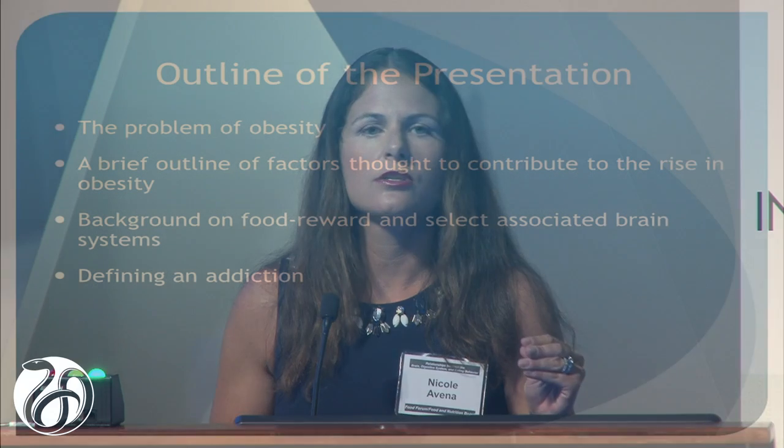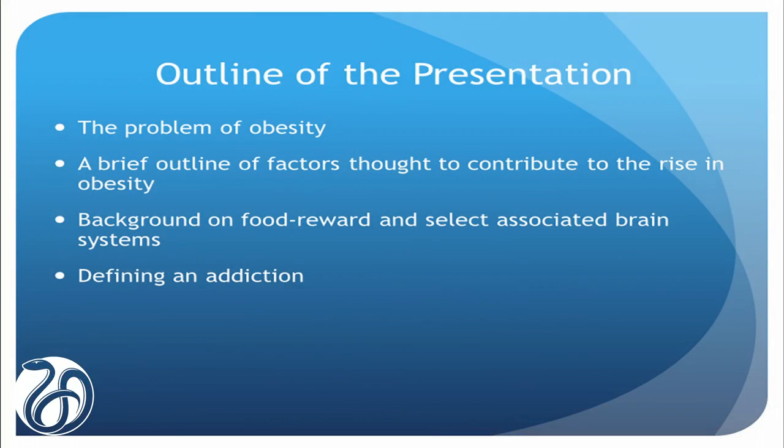What I want to talk about today is to start off by outlining this problem of obesity, which is, I think, one of the main reasons why we're all here today. I want to talk about some of the factors thought to contribute to the rise in the obesity epidemic. I then want to spend a little time on the background on food reward and some of the select brain systems associated with it. Then I want to talk about defining addiction. Addiction is a term we tend to throw around pretty liberally, and I think we've now come to a consensus on how we might define it from a scientific standpoint.